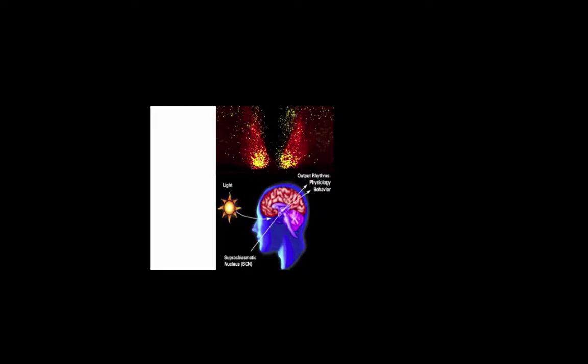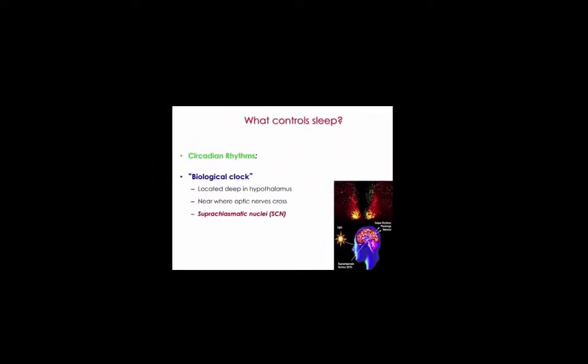And one of the important pieces of where these nerves cross is something called the suprachiasmatic nuclei, or SCN. These SCN make up our biological clock. They're active during the day, and they are inactive during the night. And the function of these suprachiasmatic nuclei is to regulate melatonin. During the day, melatonin is switched off. And at night, a signal is sent to a gland in the brain to release melatonin.